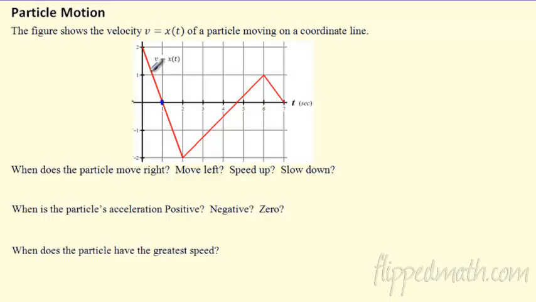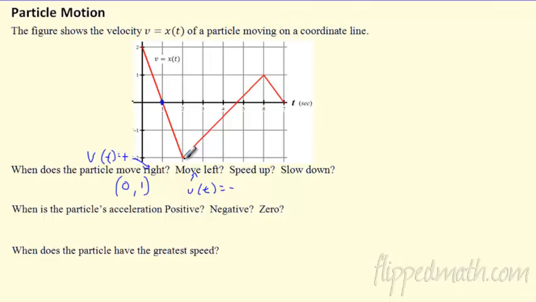So if your velocity is positive, you're moving right. So it looks like it's moving right from 0 to 1 second. So it's moving right. Even though it's slowing down, it's still moving right. Your velocity is positive. So it moves right when your velocity is positive. That's when it moves right. When does it move left? Well, when your velocity is negative. So it's moving left, it's picking up speed, it's moving quicker, with velocity to the left.